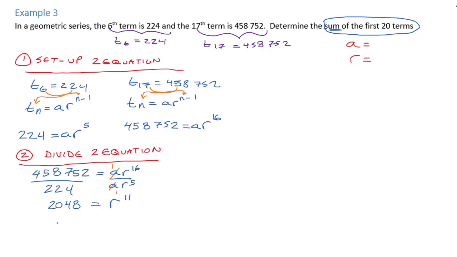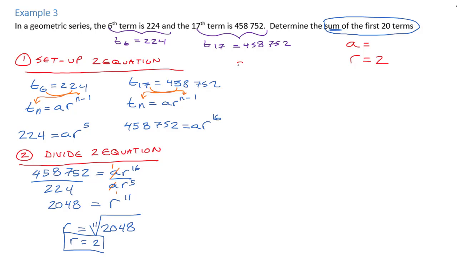Cool. Now, how do I solve for r? We're going to take the 11th root of 2,048. So you punch that in your calculator, and we're going to get out 2. All right, so we got r now. r is 2. Now, we just need to solve for a. So now we have one unknown. We only need one equation. Two equations for two unknowns.